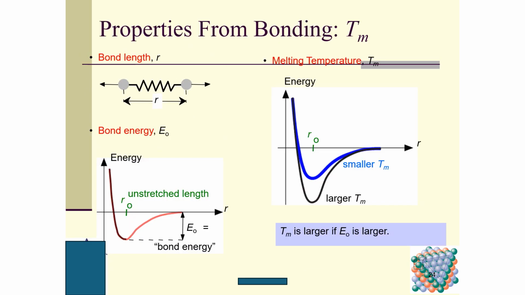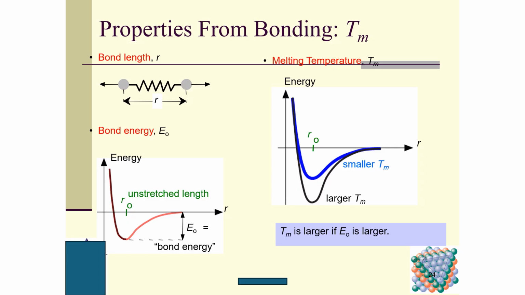The properties from bonding, the Tm. Right? Tm is the melting temperature. The bond length, so this is the bond length R. So this is the two atoms, this is bond length R. So melting temperature, and this is bond energy, and this E0 here, this energy. This is the equilibrium state. So this is bonding energy.